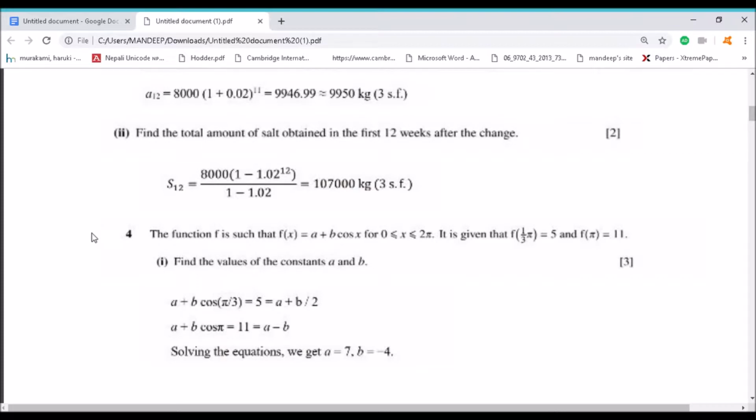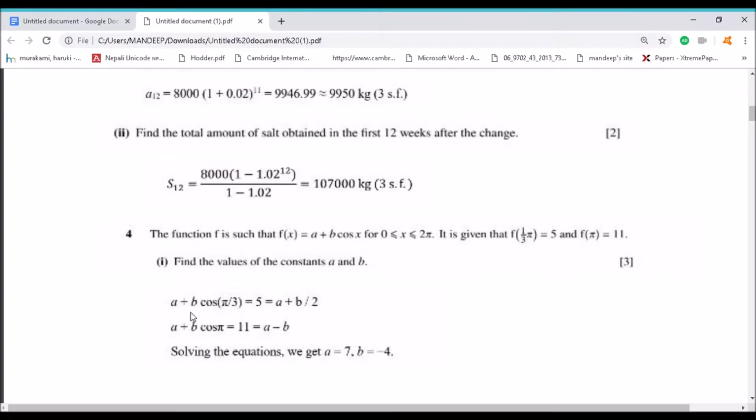The function f is such that f(x) equals a plus b cos x for x greater than 0 but less than 2 pi. It is given that f(pi over 3) equals 5 and f(pi) equals 11. Find the value of the constants a and b. Okay, we have to find the values of constants a and b.